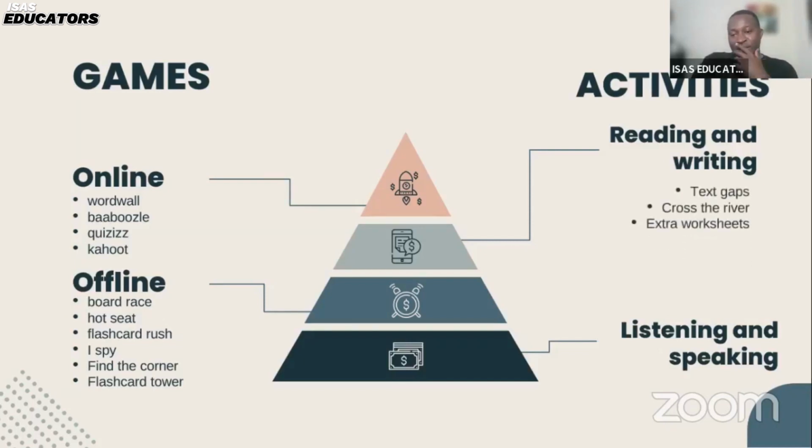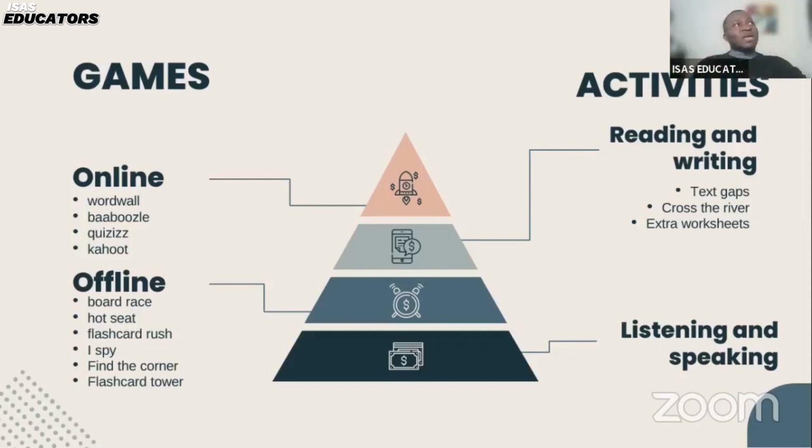And then let's look at this one. Reading and writing activities. We have text gaps. That is where you have a long passage, or at least a number of lines with a passage. Then you have gaps in there. What are the gaps? The gaps are the vocabulary you learned previously. So the students will read the text and then they will write the vocabulary where they are supposed to be in the text. So that is it.